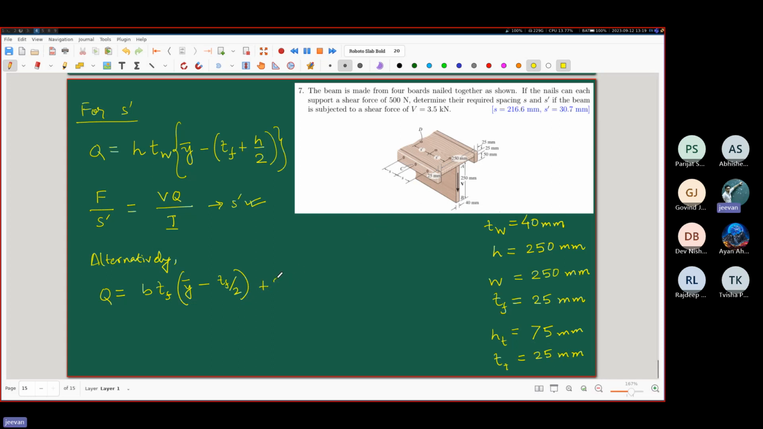I'll first put a 2 overall. Then HT into TT, right? Then y bar minus TT by 2. Okay. Please check if this is okay or not. So let's say this is Q1, this is Q2. You should check that Q2 is actually going to be equal to minus of Q1. Okay, this must be true. Q2 must be equal to minus of Q1.